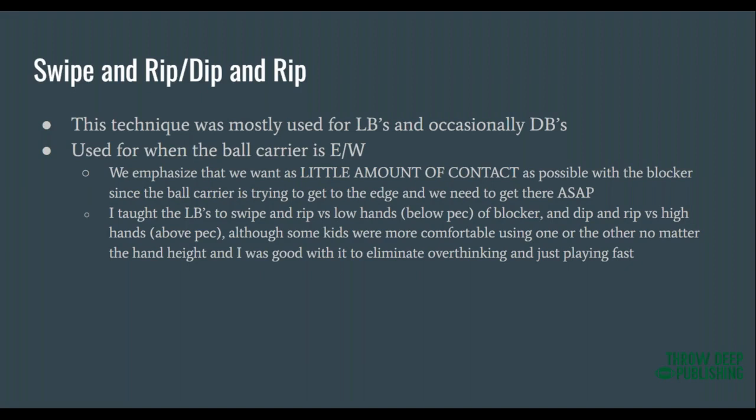What I taught the linebackers this last season was that they're going to swipe and rip versus low hands. And for a visual, we told them that it was below the pec of the blocker. And then dip and rip versus high hands, and we said that was above the pec. What ended up happening is some kids were much more comfortable with one technique over the other. And what I started to find was it didn't really matter what technique they were using, swipe and rip or dip and rip, as long as they were being decisive about it as soon as they saw those hands or as soon as they were closing the gap on that ball carrier. And I was good with it because it eliminated overthinking and they just started playing fast.